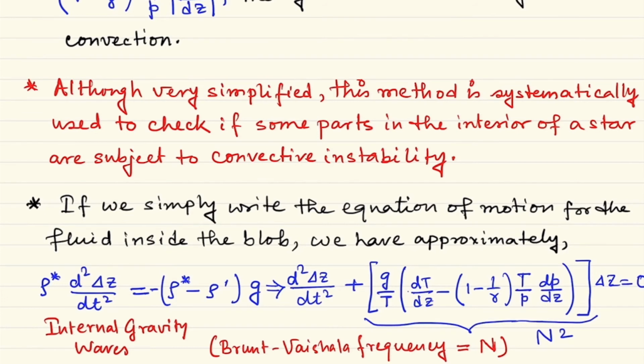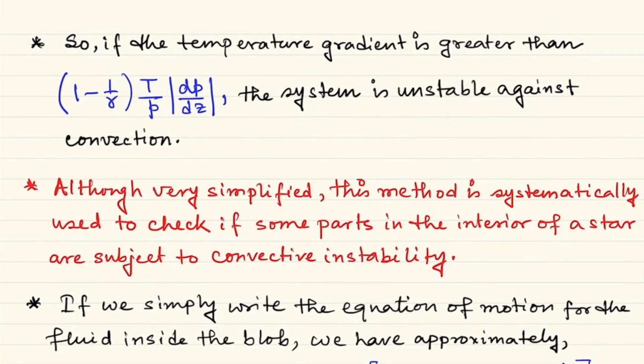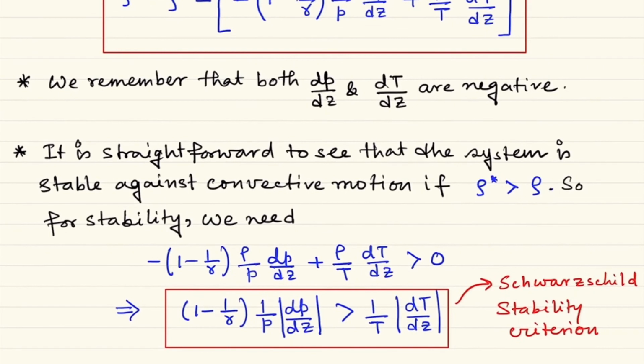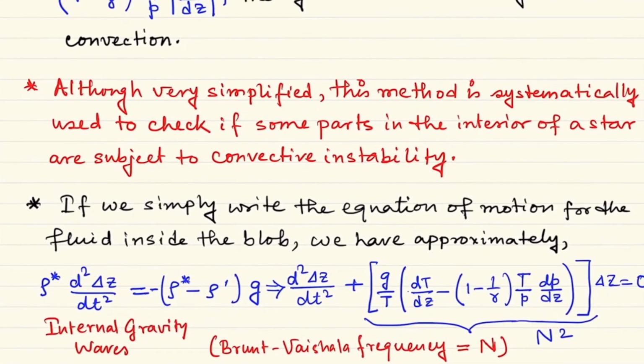There are several books which contain the systematic approach to this problem. Now, finally, the good news is that the Schwarzschild stability criterion remains the same, even with this systematic and much more rigorous treatment.